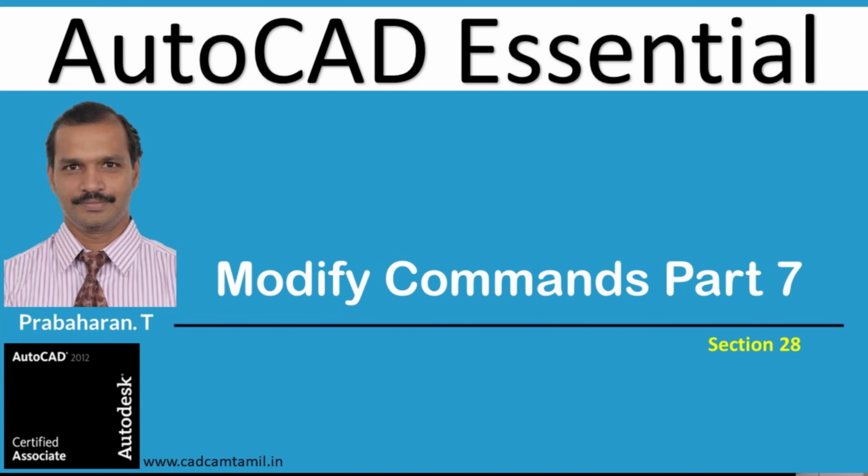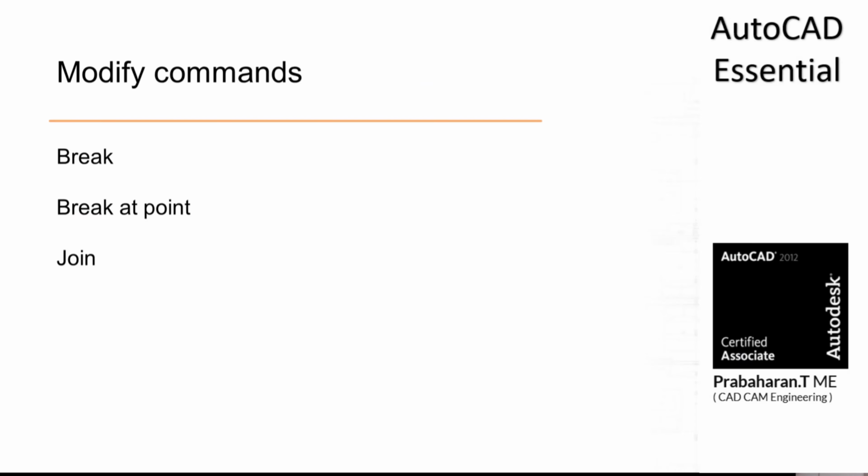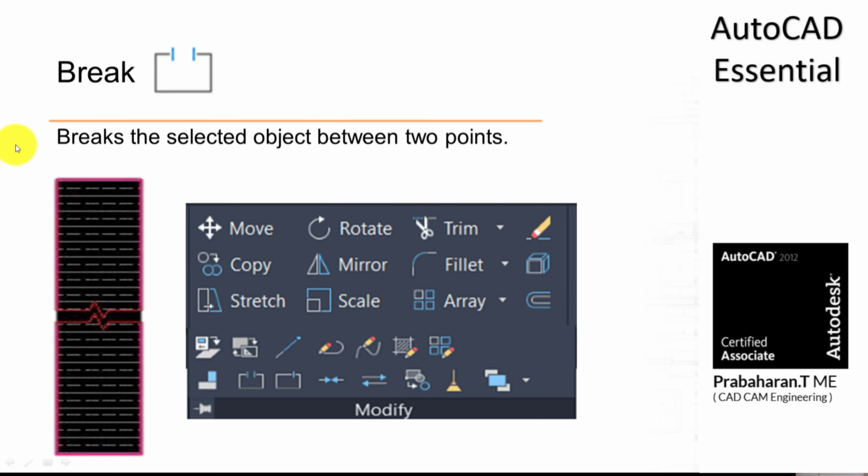This session we are going to discuss modifying commands part 7. We are going to discuss break, break at a point, and join. Break means it breaks a single object within 2 points. That means we can remove some part of a single object. This is the respective icon to choose the break command on the modify toolbar.